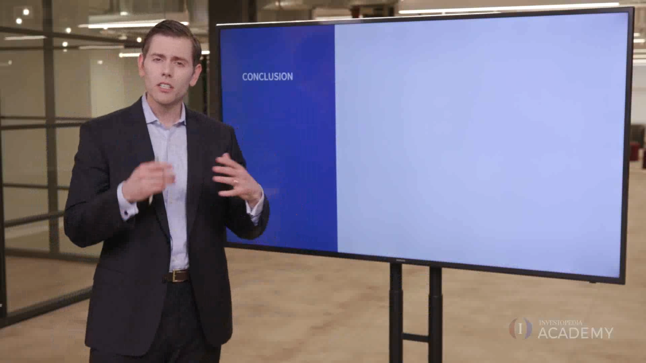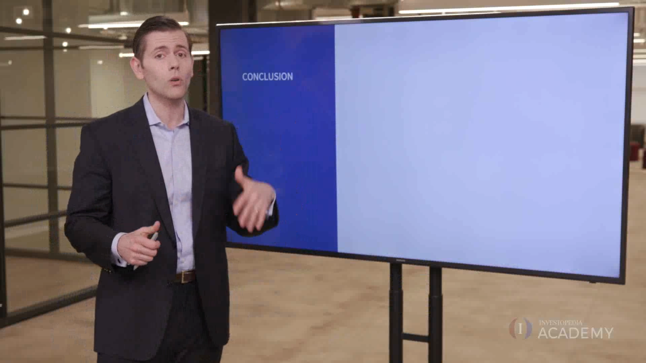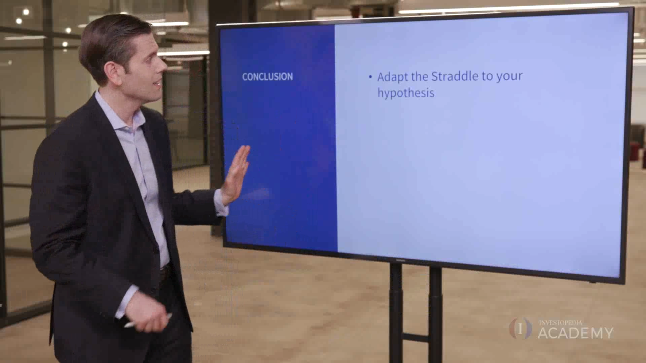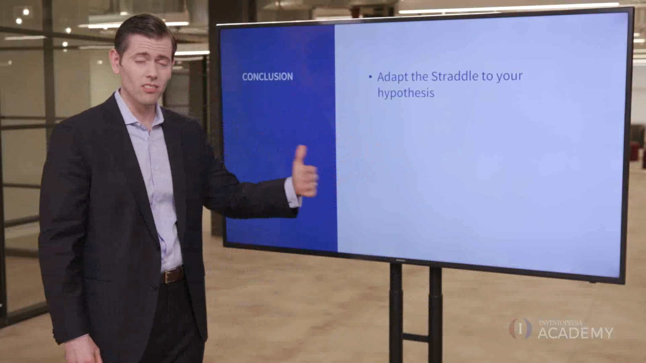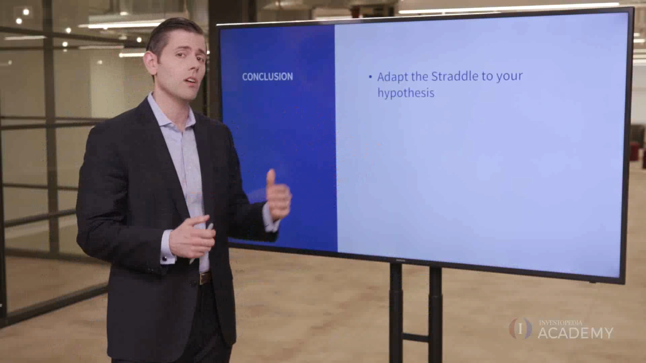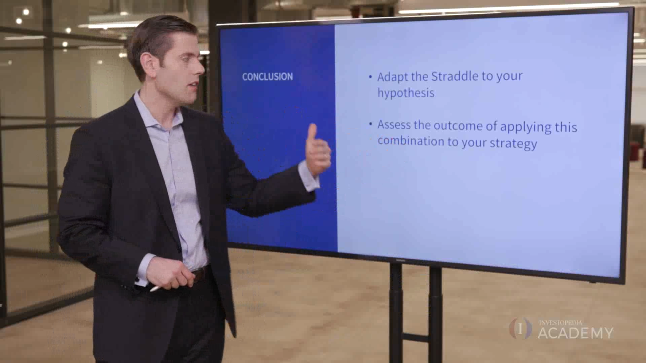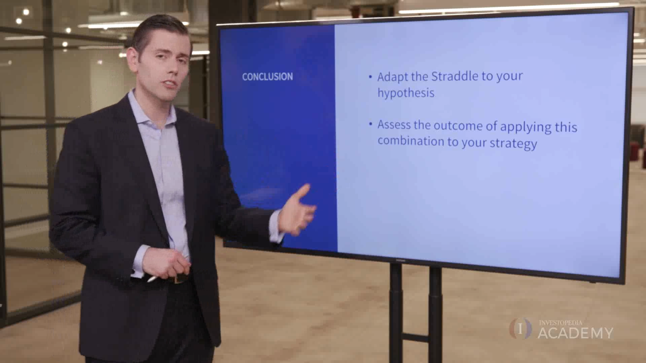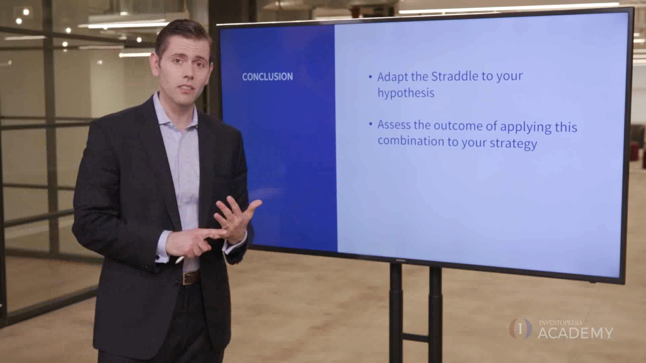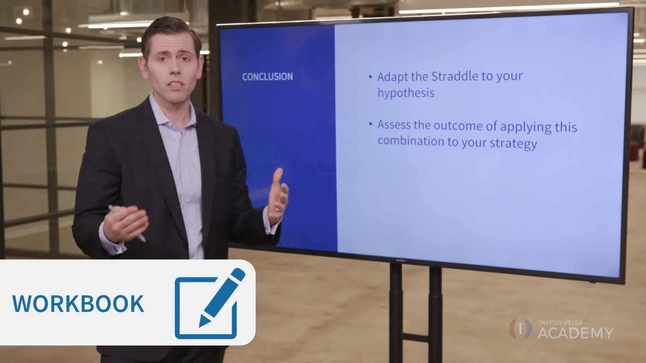So remember, you just need that stock to move outside of a trading range, either up or down. So remember, adapt the straddle to your hypothesis. Again, the stock needs to move out of the range regardless of what the market's going to do. And then also, you need to assess the outcome of applying this combination to your strategy. Know your break-evens, know your max loss. Now, why don't you try an example in your workbook?